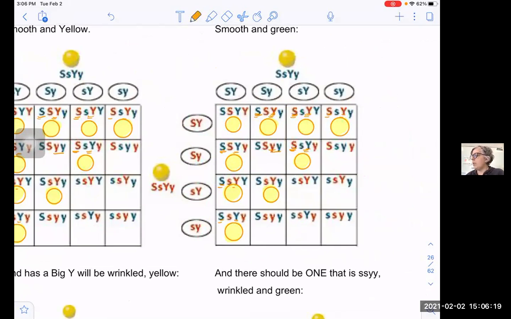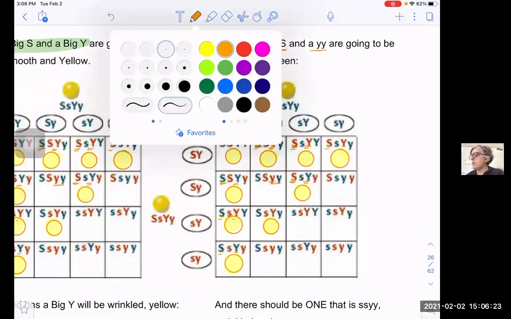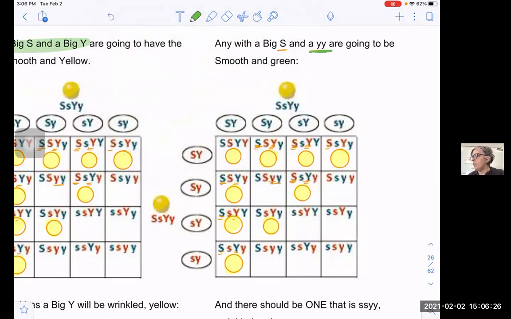So now I'm looking for the ones that are smooth and green. So this means they have a little y for green, but they have to have a big S for smooth. So starting here on my second row, I find my first smooth green one. And then there's another one at the end of this row, smooth and green. The next row looks like wrinkled and yellow, wrinkled and yellow. Here's another smooth and green. And then we have wrinkled. So there are 1, 2, 3 smooth and green babies, offspring.